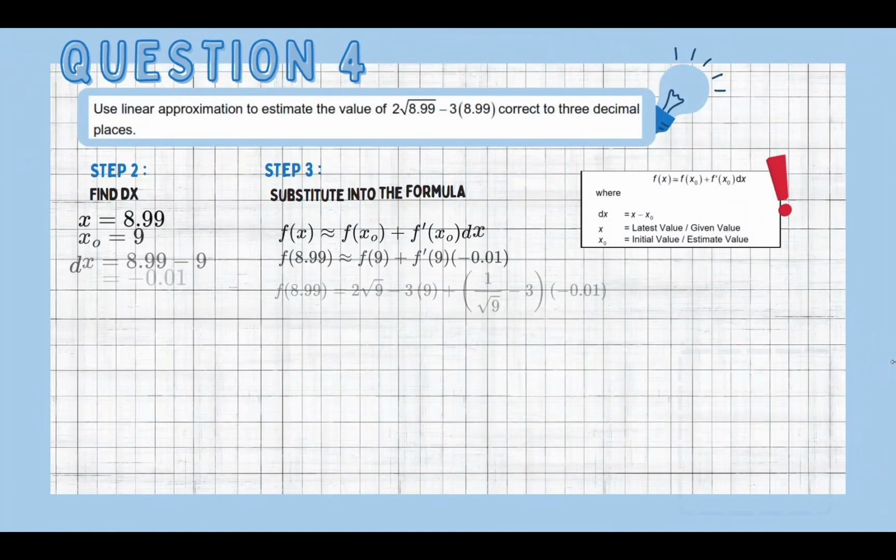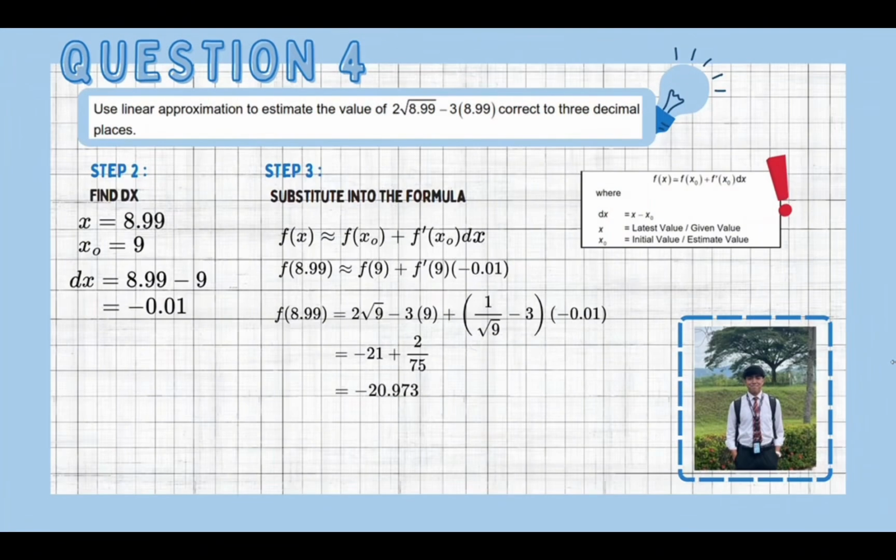We go to step 2, which is we should find the dx. Okay, for this step, we should know what is x and x naught, where x is a latest value or given value, and x naught is an initial value or estimate value. So, how can we find the dx? We can find the dx by x minus x naught. So, we will get 8.99 minus 9, and the answer is negative 0.01.